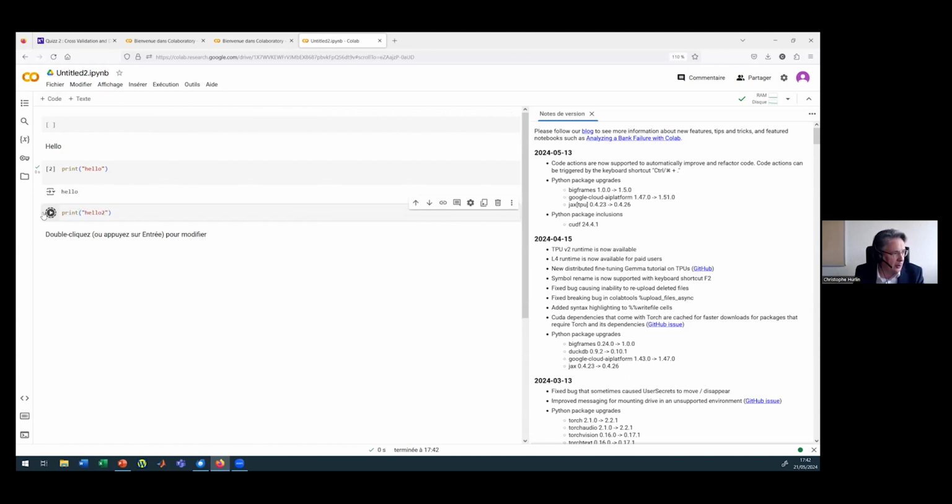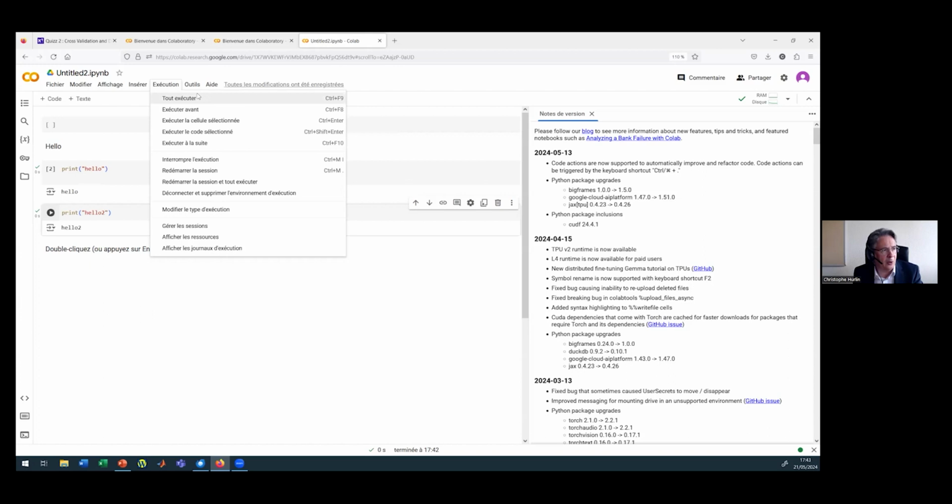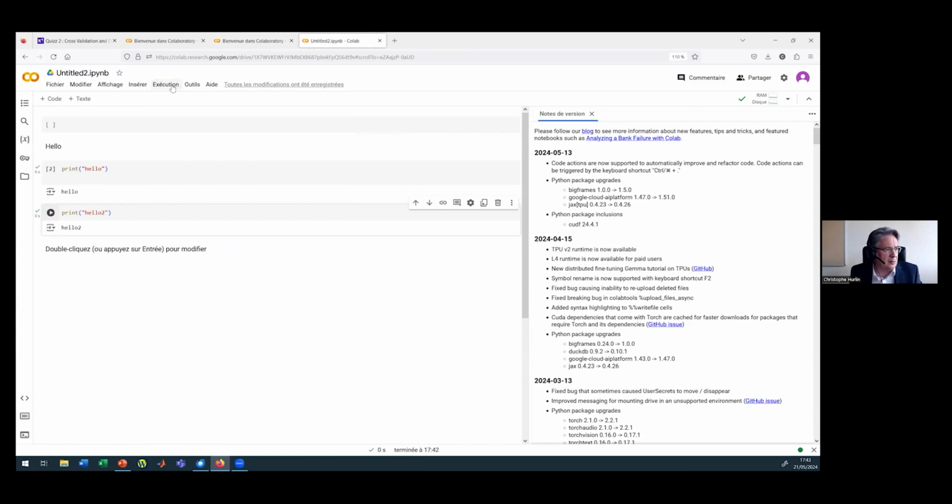And then run my cell. Okay, so it is possible to run cell by cell or to run all the cells. Okay. This is the main idea of Google Colab.